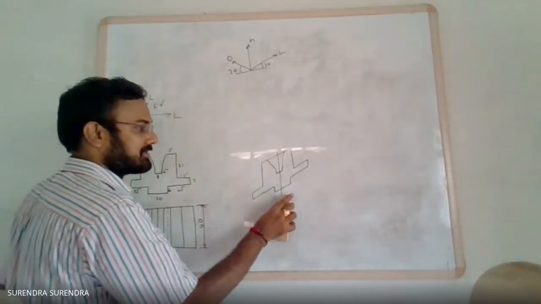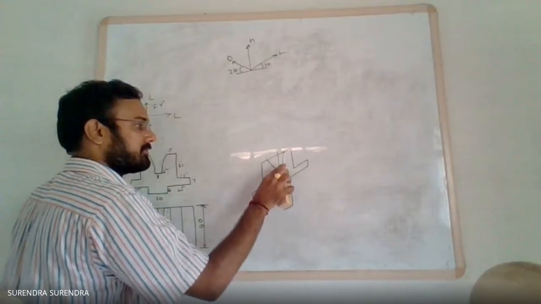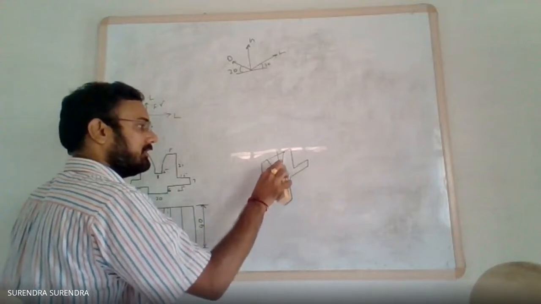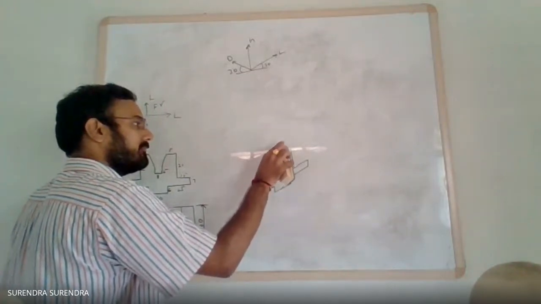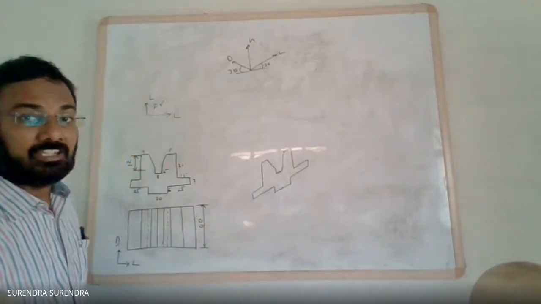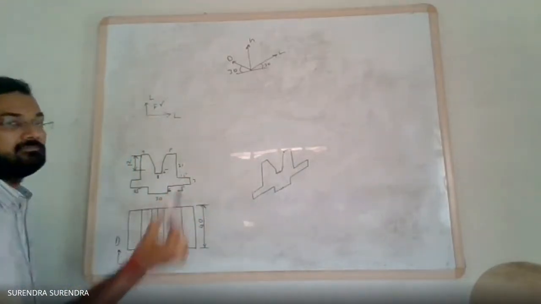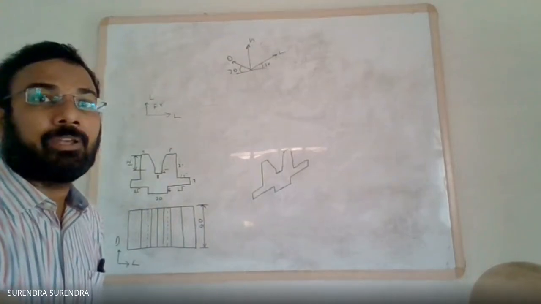And we don't require this line. I am erasing this. On the sheet, what you have to do is draw this line with a 2H pencil. This is the front view drawn in isometric view.